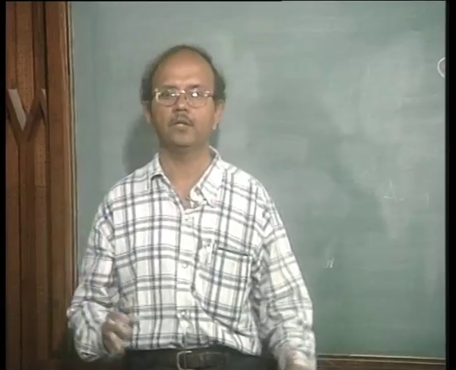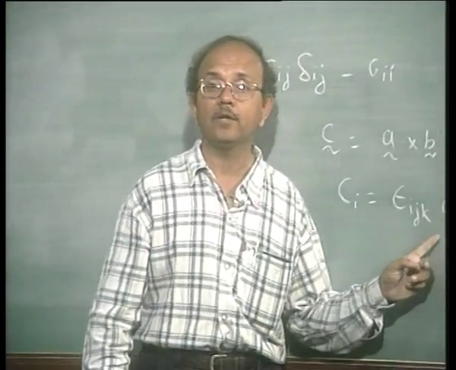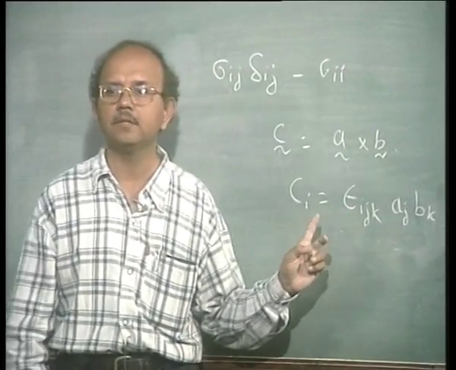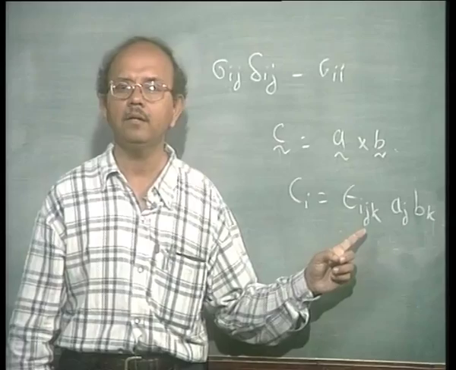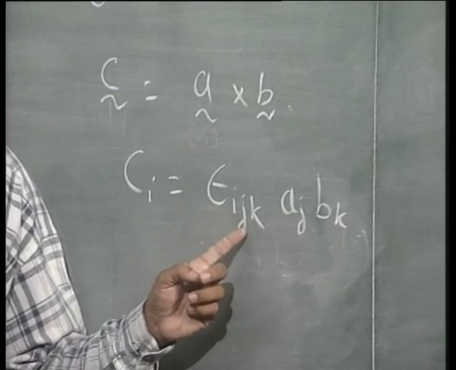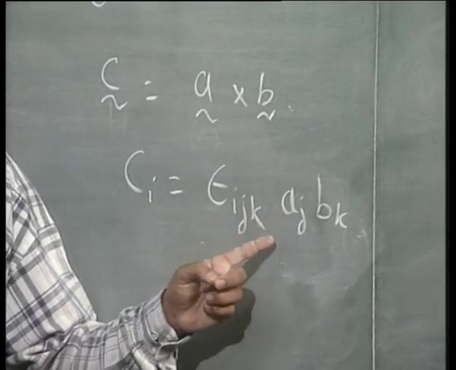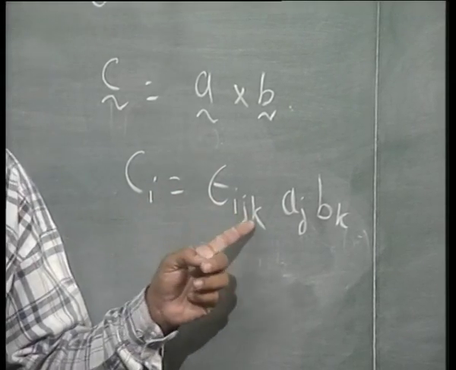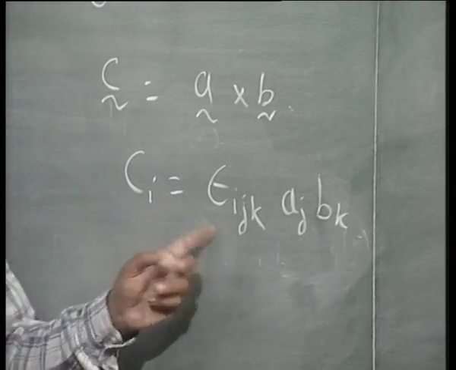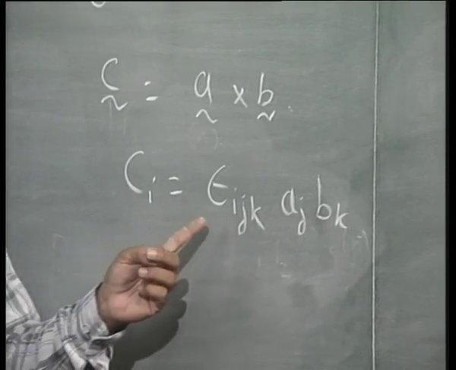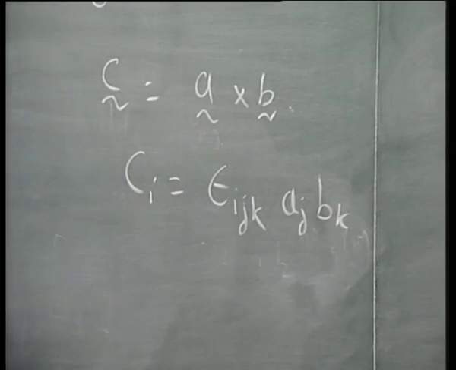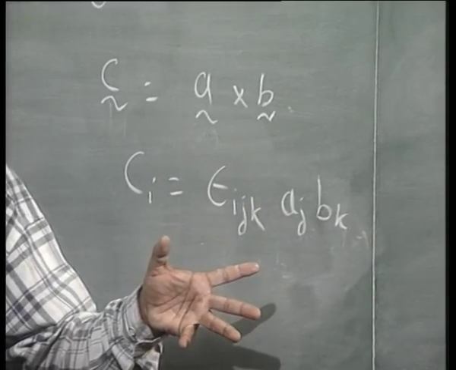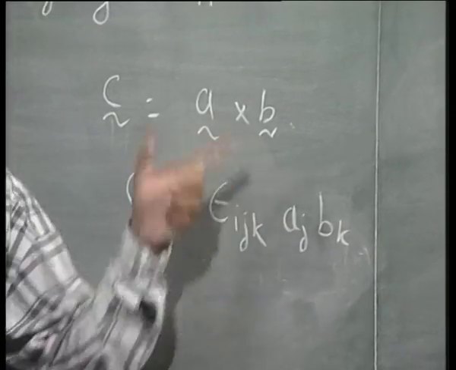So how do you get this value? First, note that for Ci, I will keep i as 1, so epsilon 1jk. When I put 1 1, what will happen to this? 0. Then 1 1 2, again 0. 1 1 3, again 0. So the first one that will have a value is 1 2 3, which will have a value of 1.